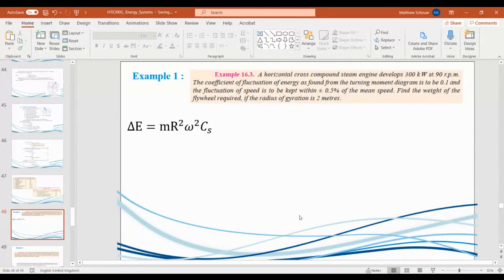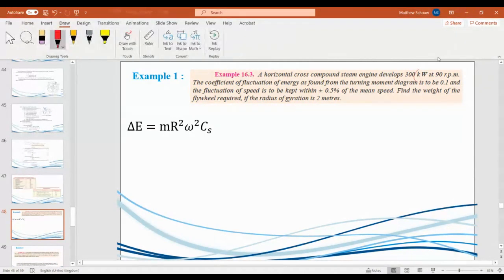Okay, so what are they saying there? A horizontal cross compound steam engine develops a power of 30 kilowatt at 90 RPM. Remember what I mentioned to you? Typically, you're always given the mean speed, and this formula works with the mean speed. The coefficient of fluctuation of energy is found to be 0.1, which is going to be this guy over here. No, I'm lying, it's something different. The fluctuation of the speed is kept between plus or minus 0.5% of the mean speed. Find the weight of the flywheel if the radius of gyration is 2 meters, right?